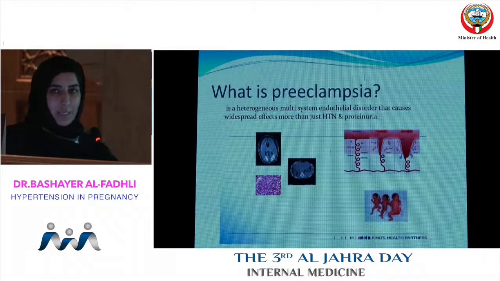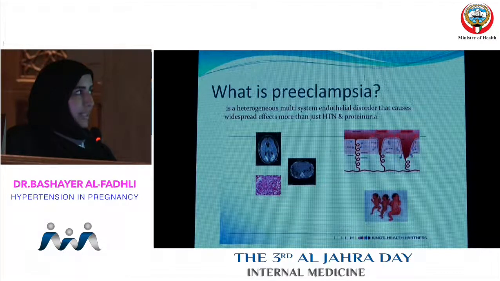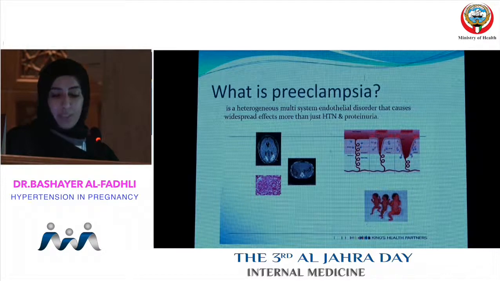Coming back to preeclampsia, because it is an important issue. Preeclampsia, as I said, is not just hypertension and proteinuria. It is a multifactorial, multisystem endothelial dysfunction that causes widespread effects.